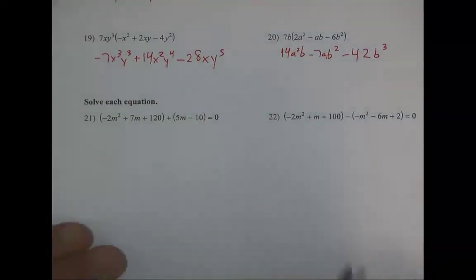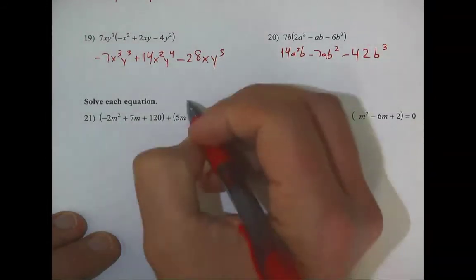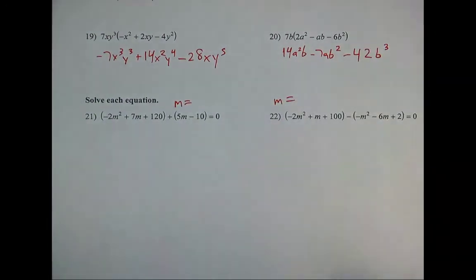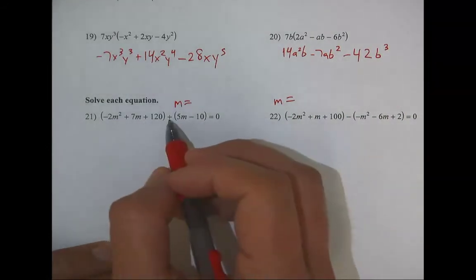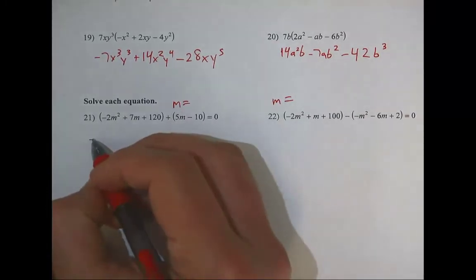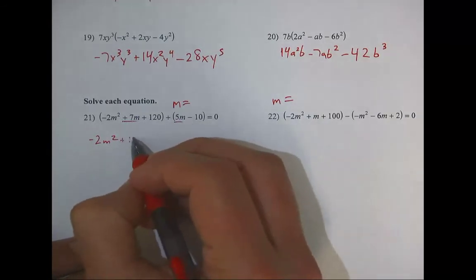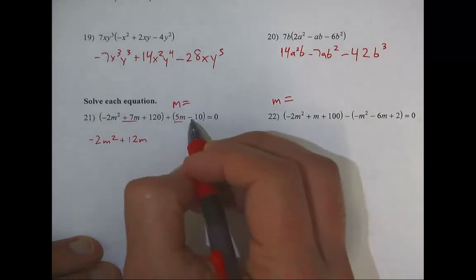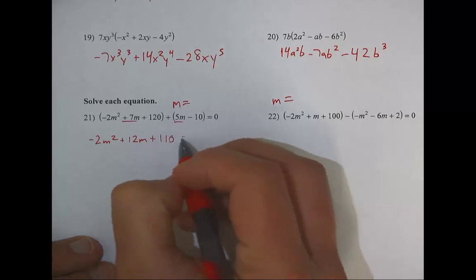Okay, down at the bottom here, we're going to solve these equations, so actually find out what does m equal for both of them. All right, first thing we need to do is simplify and combine some like terms. Now, as I look across this, I don't need to distribute anything because it's a plus, and this is the only m squared I see, so that's going to stay. I got a 7m and a 5m, so that's a positive 12m. And a 120 minus 10, that's a positive, so plus 110 equals 0.